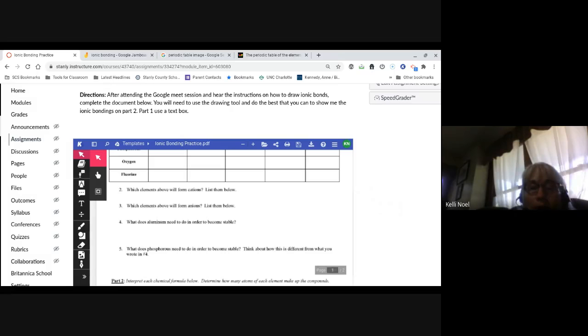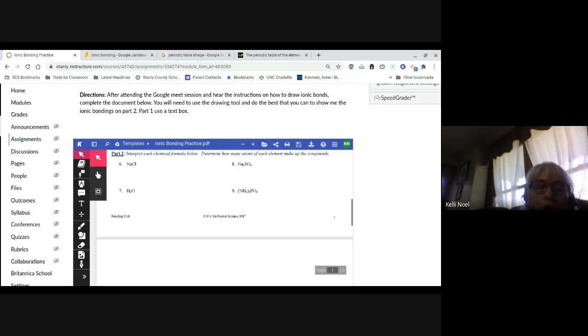When it says how many form cations, you're looking for which one has positive charges, and you're writing those. Anions are the negative charges. When it says what does aluminum need in order to become stable, you're thinking if it's a metal, it's giving away electrons, so it's got to give away whatever its oxidation number is. What does phosphorus need? If it's a nonmetal, you're thinking how many electrons does it need to receive to become stable?